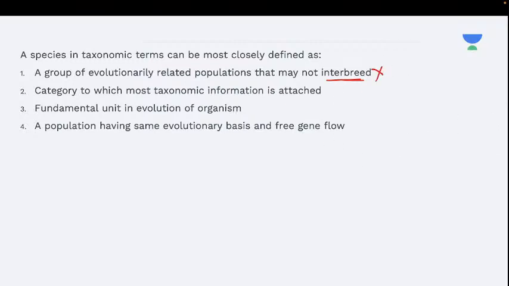The second statement is a category to which most taxonomic information is attached. This is not a scientific explanation of the species term, so this is a wrong statement. Fundamental unit of evolution of organism. No. The last one is a population having the same evolutionary basis and free gene flow. If there is free gene flow, that means they will interbreed. Okay, so option 4 is the answer.